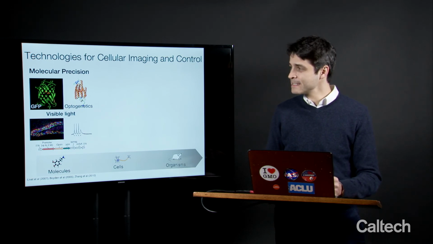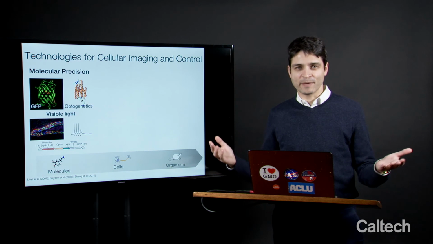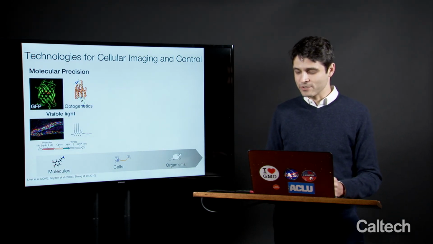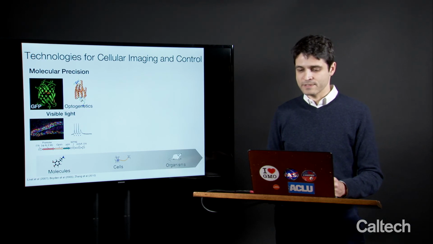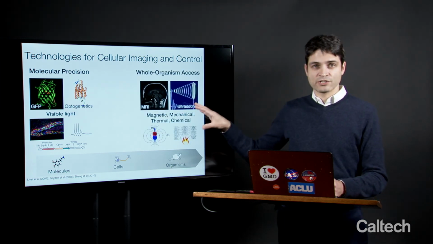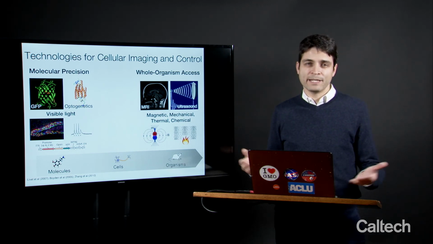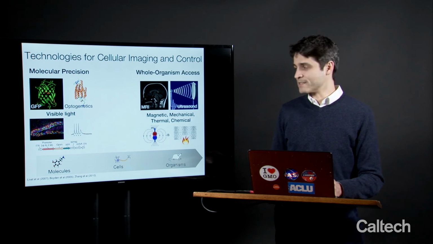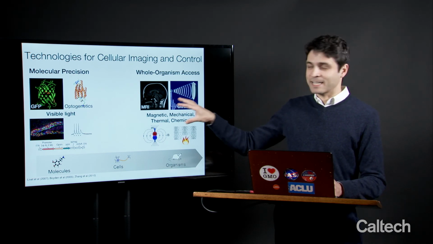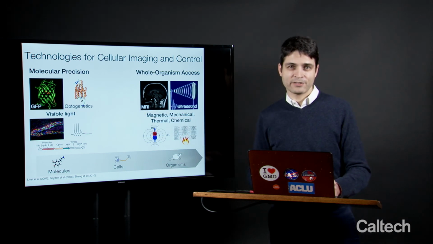But the problem is that light doesn't penetrate very deeply into our body. It gets scattered by tissue within about a millimeter. As a result, these technologies are difficult to scale to intact organisms. At the same time, we have technologies like ultrasound and magnetic resonance that use more penetrant forms of energy, meaning that sound waves and magnetic fields, by and large, can get in and out of our bodies no problem. But these technologies have not been connected as well to what's happening at the cellular and molecular level.